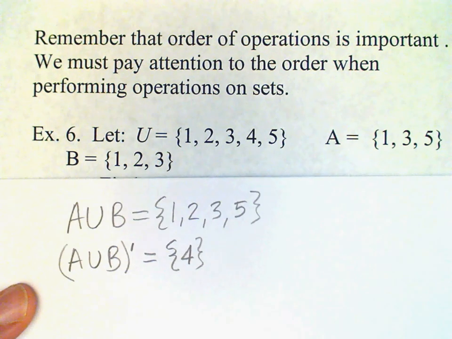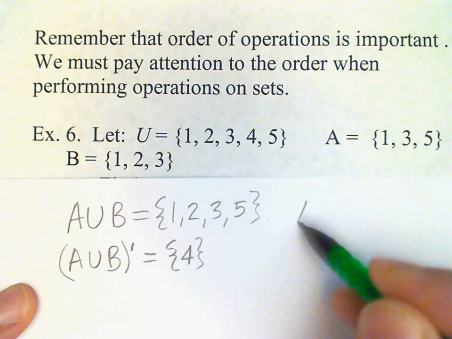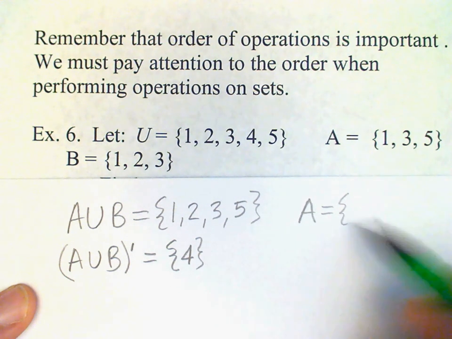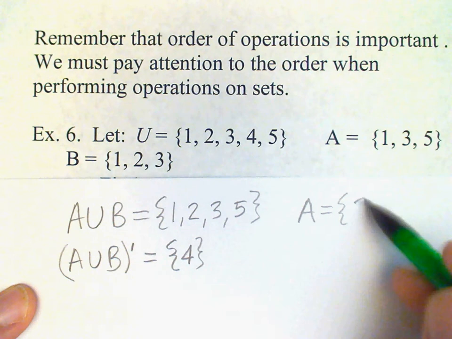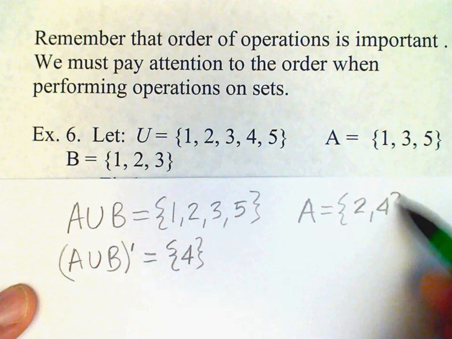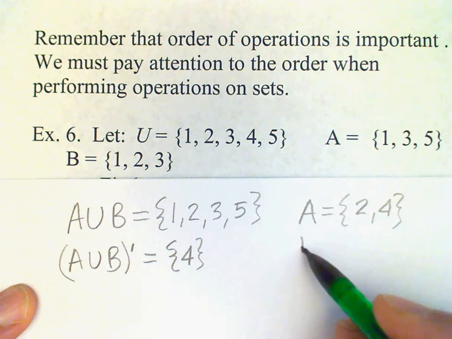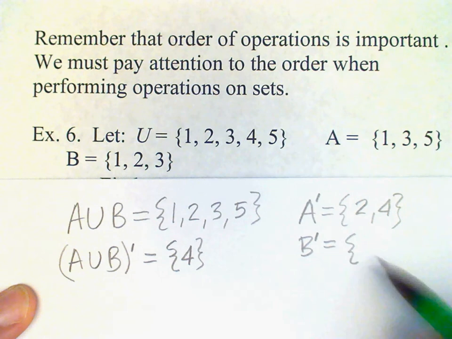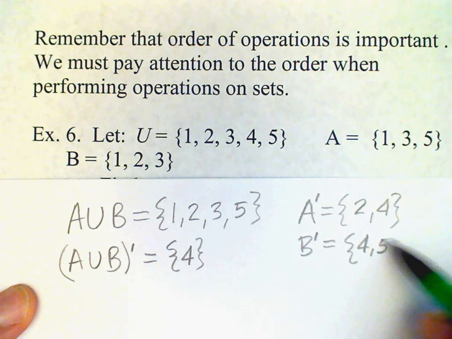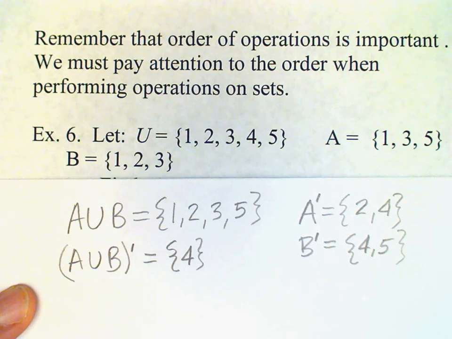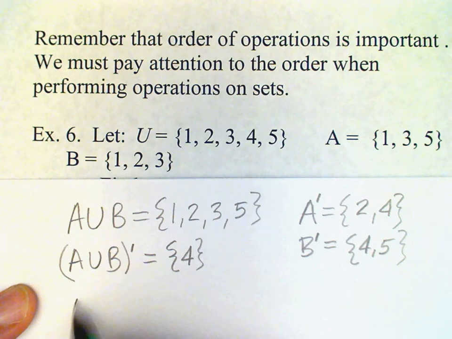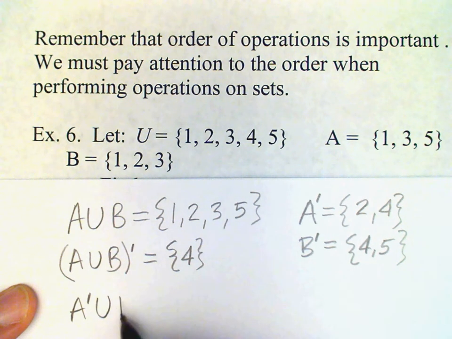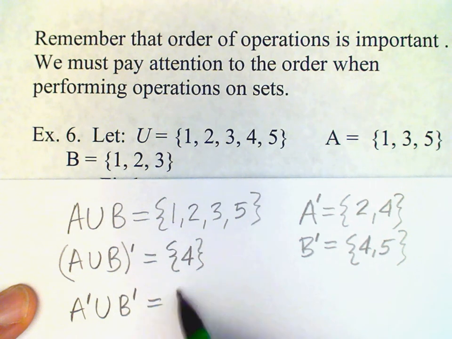Now, if we want the complement of A, the complement of A is going to be those elements in U that are not in A, so that would be 2, 4. And the complement of B would be 4, 5. If I form the union of these two complements, then I'm going to get 2, 4, 5, right?